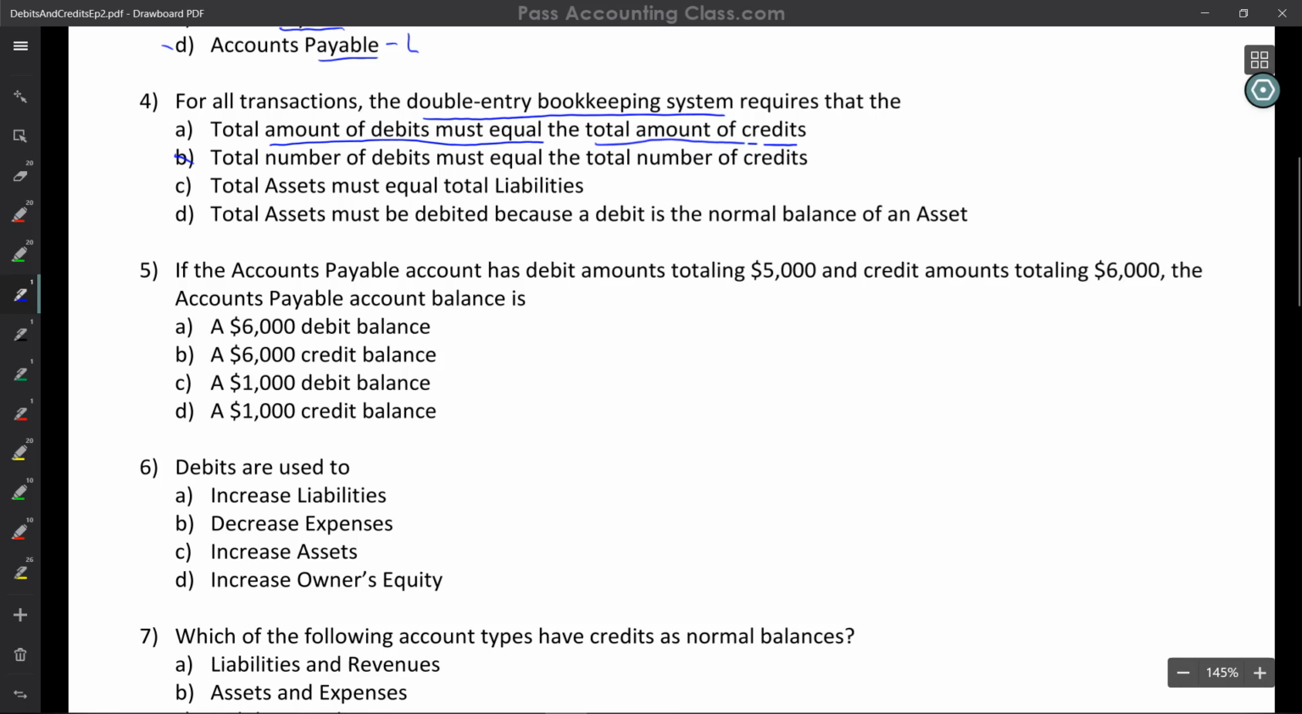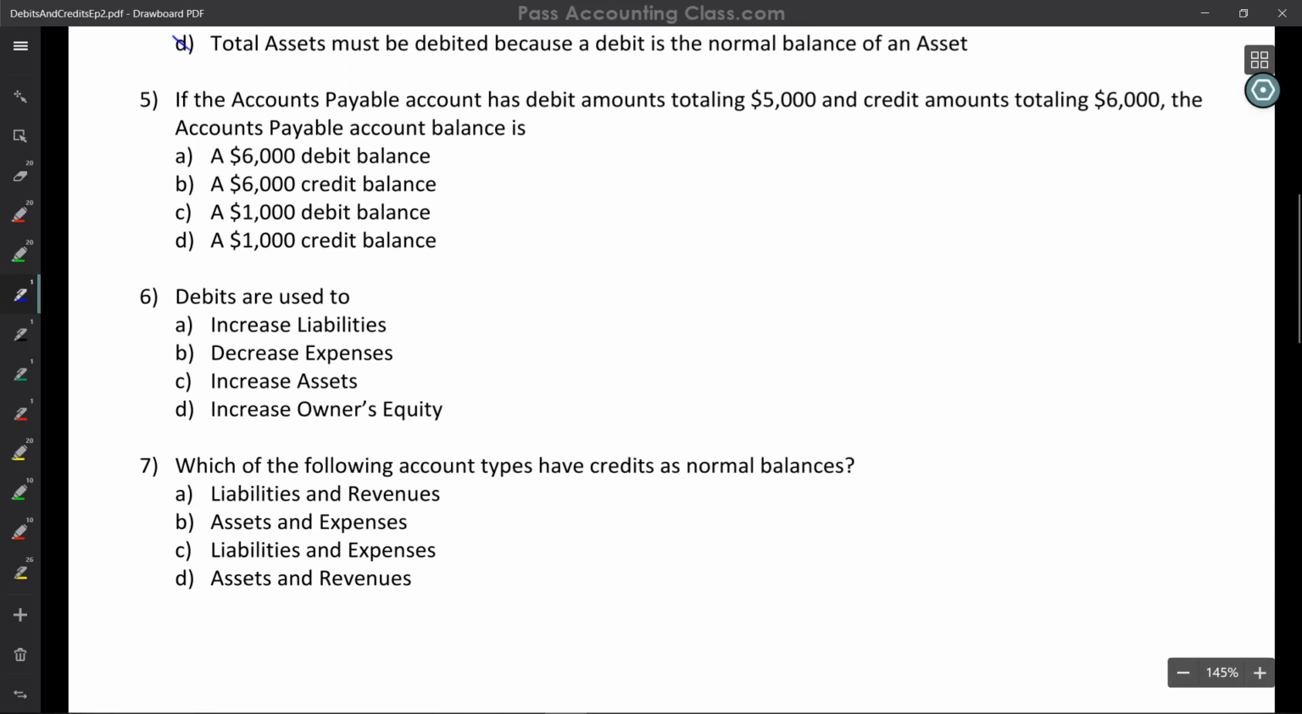And then as far as total assets must equal total liabilities, that doesn't make any sense. Total assets must be debited because a debit is the normal balance of an asset. Well, a debit is the normal balance of an asset, but assets don't have to be debited. Assets could be credited, so that one doesn't fit either. So the answer then is A.